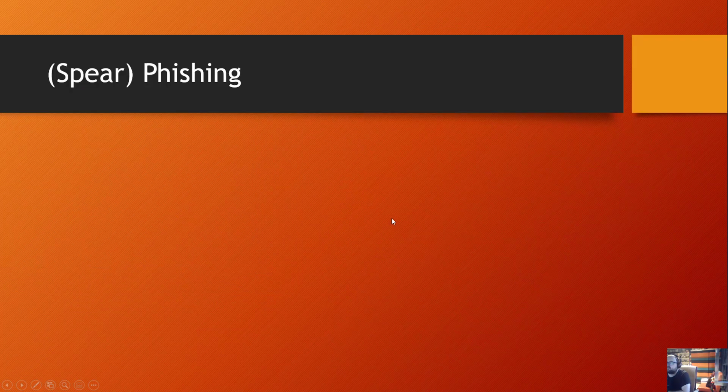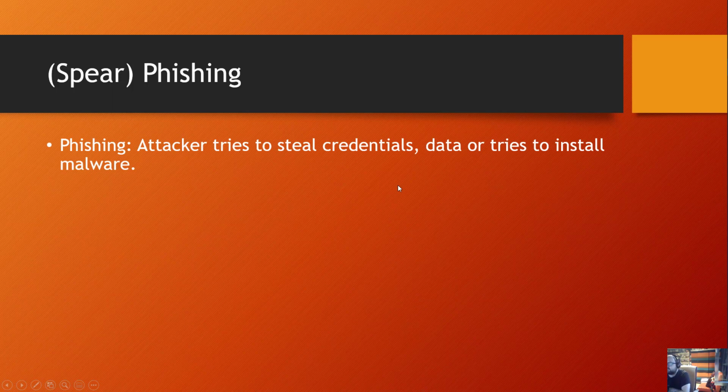Spear phishing is a specific type of phishing. Now, phishing itself is a scam through email or other digital forms of communication like WhatsApp or text messages, where the attacker will try to steal credentials or data from you, or they will attempt to install malware on your device.